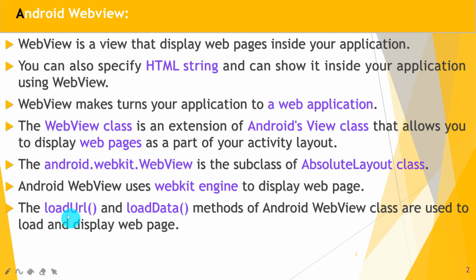Here in the WebView class, two methods are present. One is loadUrl and another one is loadData. These methods of the Android WebView class are used to load and display web pages. If a website is already available, you have to call the loadUrl method of the WebView class, or if you have to create your HTML string data, you have to call the loadData method of the WebView class. Guys, hope you understand. Great. Let's move.